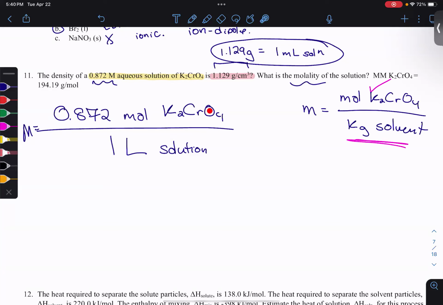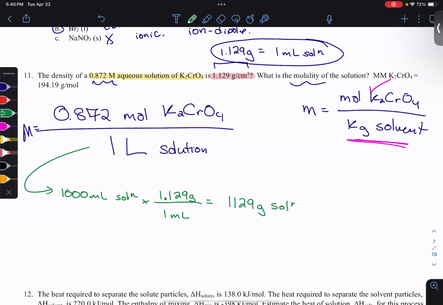We're going to have to use density. So if I have 1 liter of solution, that is also 1000 milliliters of solution. That density is going to help me go from the volume world to the mass world that we need. So I'm going to use that density. 1 milliliter of the solution weighs 1.129 grams. So that means 1 liter of it is 1,129 grams of solution.